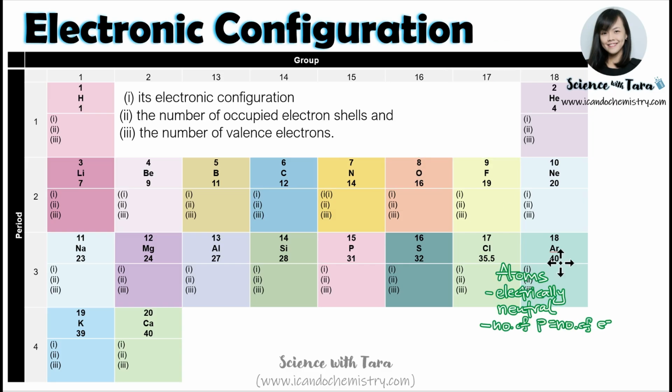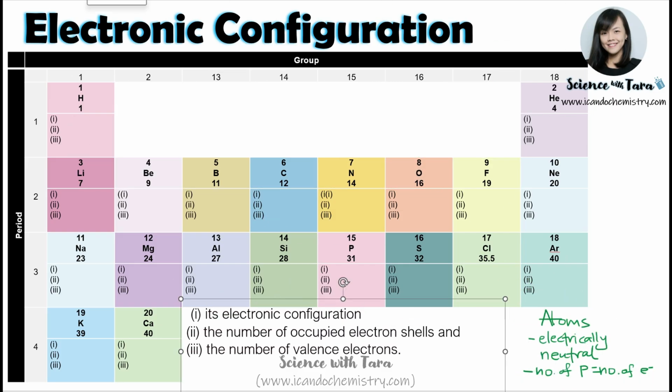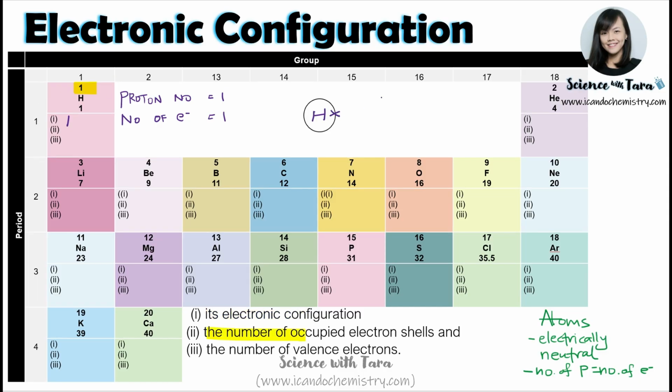Now, the first element, hydrogen, proton number is 1. Hence, number of electron is also 1. The electronic configuration is 1. Only the first shell is occupied. Hence, the number of occupied electron shells is 1, and there is only 1 valence electron.